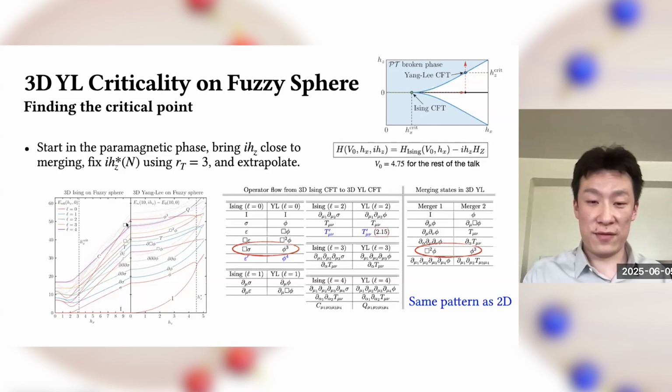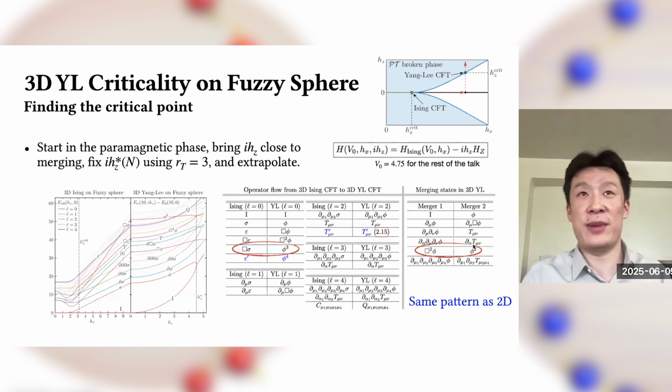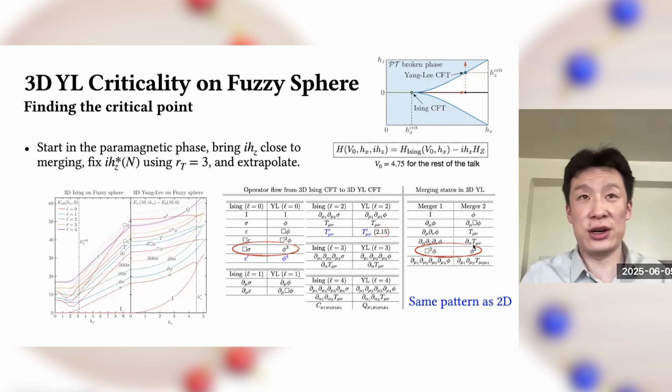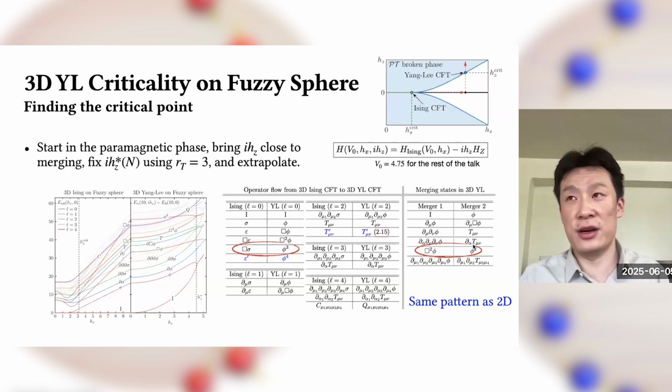So here's an example of the spectrum that we obtain from this trajectory. And we see the same kind of pattern. Out of all of these matchings and mergers, remarkably, we see that here box sigma is identified with the phi cube operator, and the box square phi merges with it. Exactly the same pattern as in 2D. And also, the spin 4 tensor of Ising goes to the spin 4 tensor of Yang-Lee.